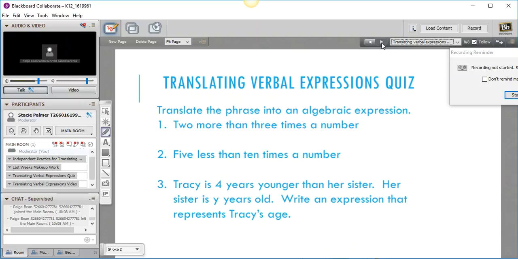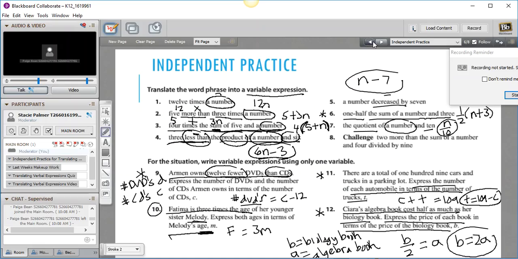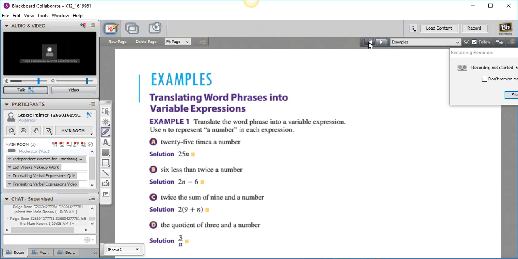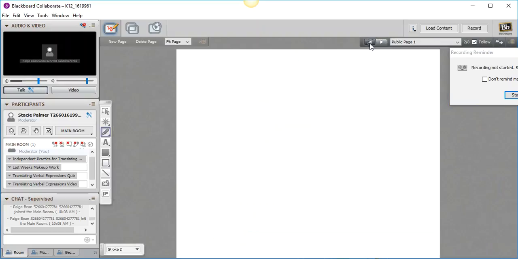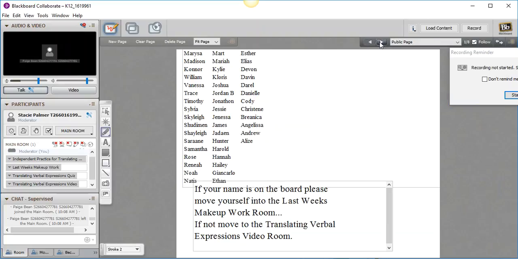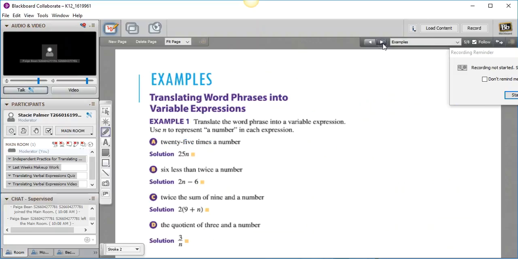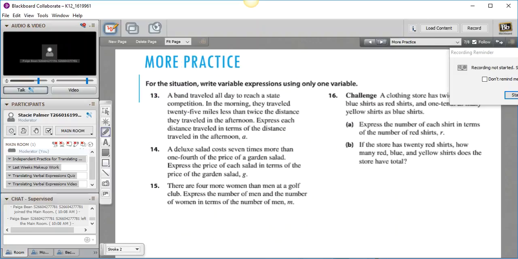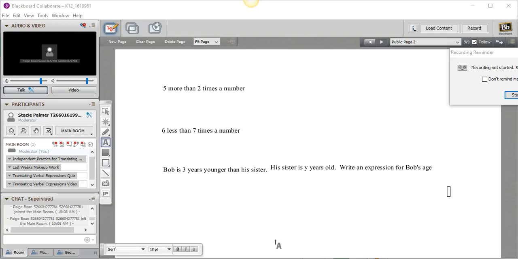So here's your quiz. Translating verbal expressions quiz. But I'm going to go back to some practice problems here, if I can find some. Hold on, I'm going to pause for just a second. Okay, so I wanted to just write some sample questions, just like the ones that you will see on your quiz today. Okay, so 5 more than 2 times a number.